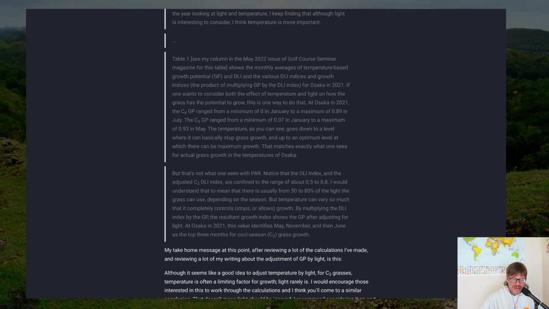I calculated that for Osaka in 2021. If one wants to consider both the effect of temperature and light on how the grass has the potential to grow, this is one way to do that.